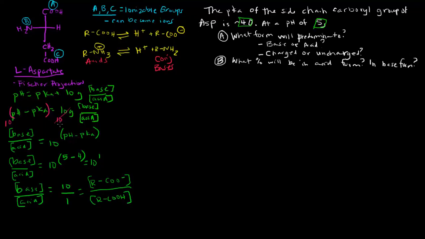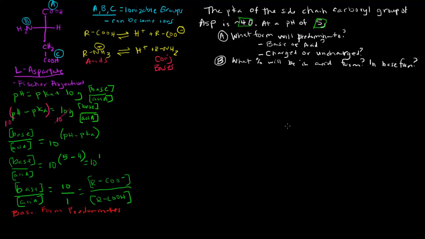That means at a pH of 5, we would expect to see more in the base form than in the acid form, right? Because there's 10 in the base form for every one in the acid form. So the answer to the first part of part A, base or acid, is that the base form predominates. Let's write that in red since it's our answer. Okay, so base form predominates.